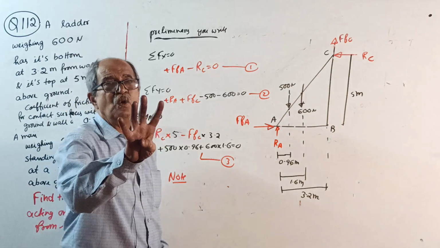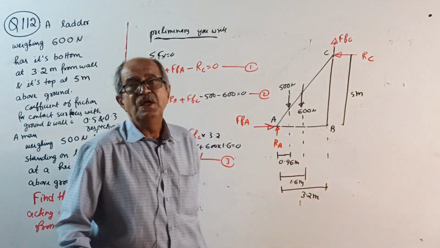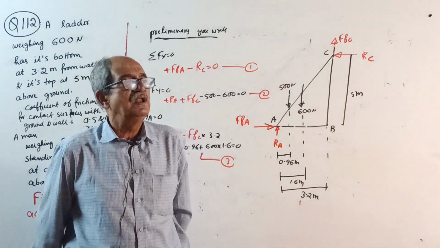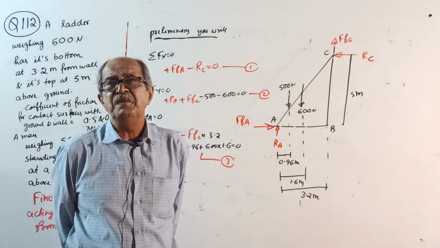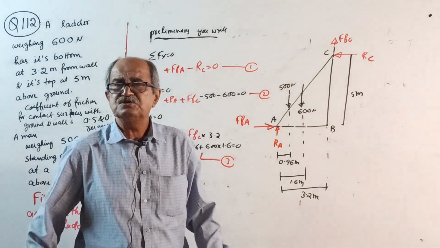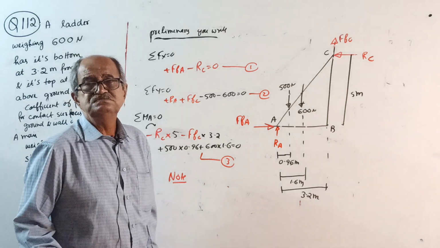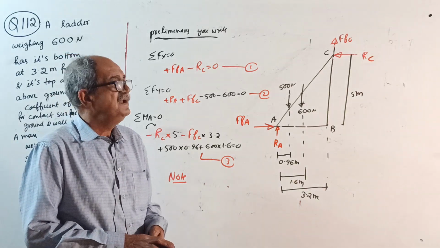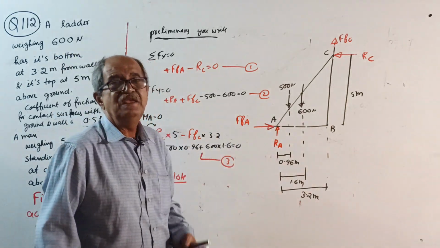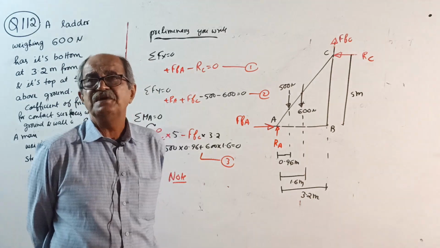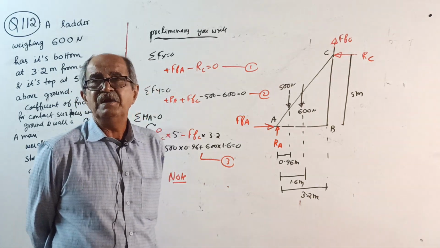So, write the statement here. There are 4 unknowns here: RA, FA, RC, FC, but only 3 equations available. Therefore, we cannot solve it. You write, this is statically indeterminate. Stop there. Okay, over. Now, suppose it happens. Suppose, imagine, this question is not an examination or interview question. Imagine you are there in the interview.